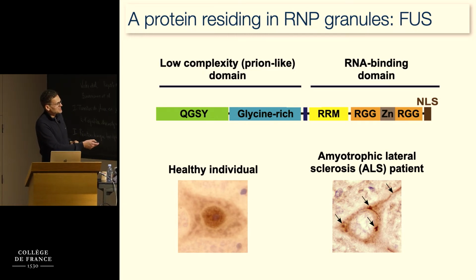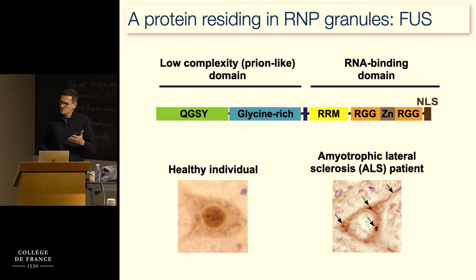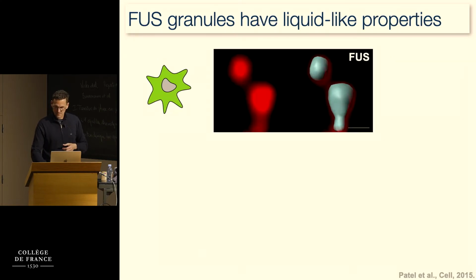What is also interesting is that this protein localizes in the nucleus in a healthy individual, but in an ALS patient, a patient with amyotrophic lateral sclerosis, this neurodegenerative disorder, it aggregates in the cytoplasm. Stephen Hawking had this disorder, for example, this famous physicist. So we thought, maybe we can learn something here about the link between these granules and this disease, because these diseases go along with these protein aggregates.